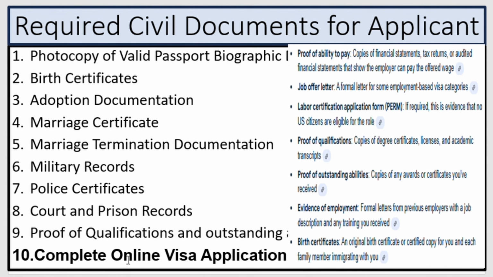Already done that one. And this is other evidence that you need. Proof of ability to pay. This one you don't need because it's a self-petition. Labor certification, you don't need this one as well. You need proof of qualification. You must add them, and proof of outstanding ability evidence, or you don't need that because it's a self-petition. And birth certificate, of course, we already talked about it right here.